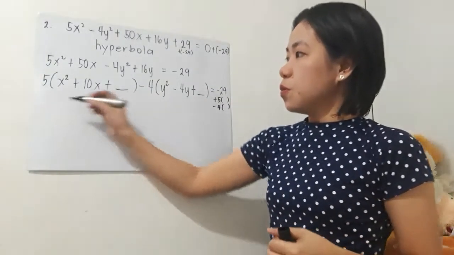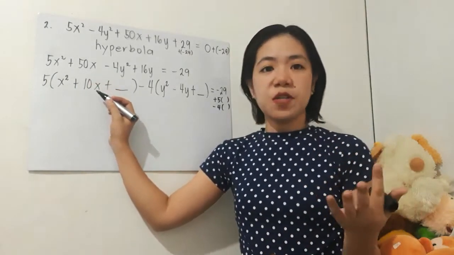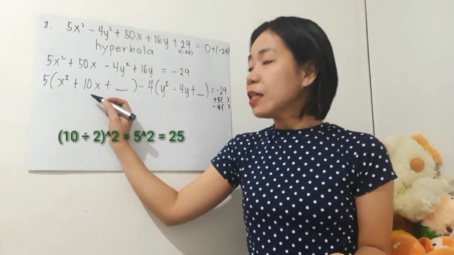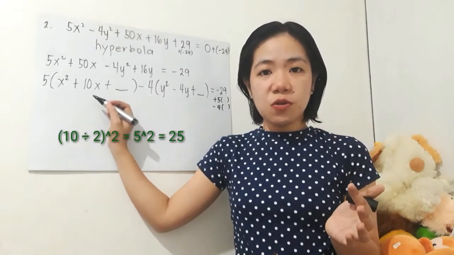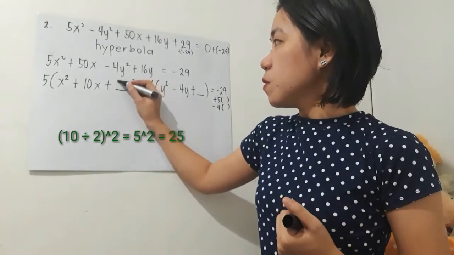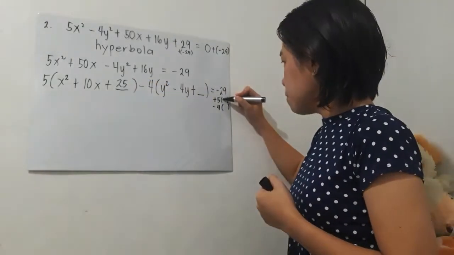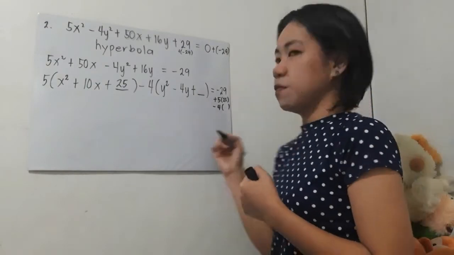Alright, so we'll proceed with completing the square. Look at the middle term, the coefficient is 10. So divide 10 by 2. 10 divided by 2 is 5, and then multiply it by itself. So we have 5 times 5, that is 25. Meaning, on the other side, we'll be adding 5 times 25.